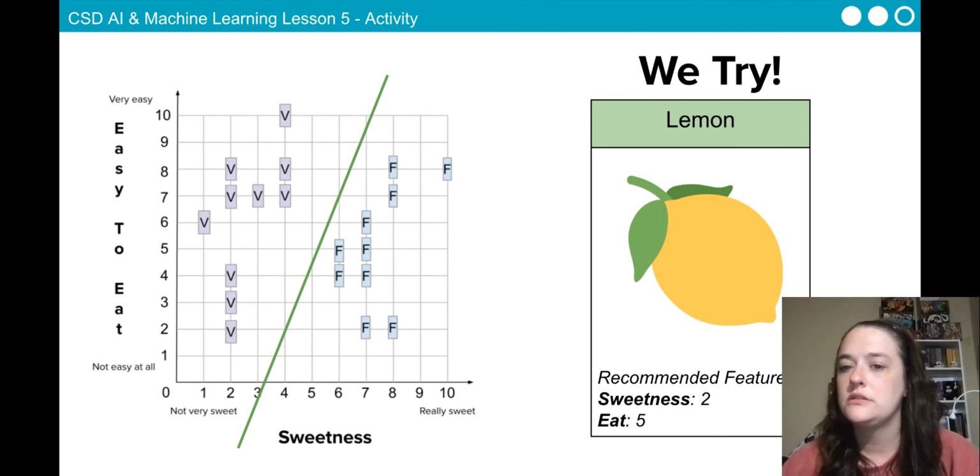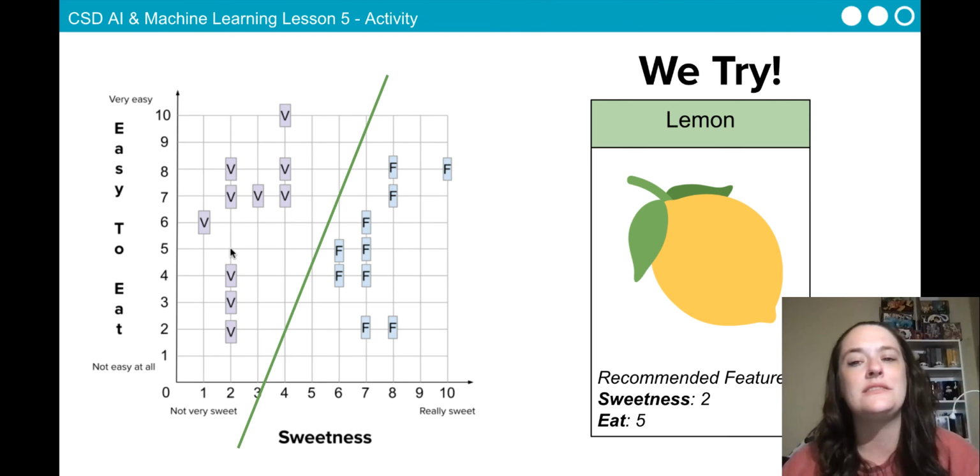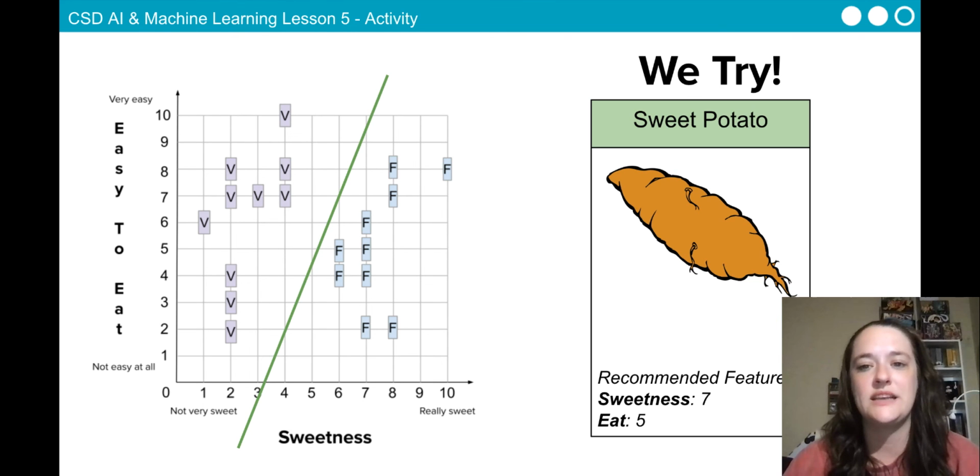What about a lemon? Sweetness of 2 because it's sour, okay, unless you add some sugar. Ease of eating of 5. But we definitely consider lemons fruit, so that's not quite right. What about a sweet potato? Love sweet potatoes. Okay, sweetness of 7, definitely. Ease of eating 5. But that marks it as a fruit. Based on our model, the lemon is a vegetable and the sweet potato is a fruit, right? Okay, so let's see what's next.